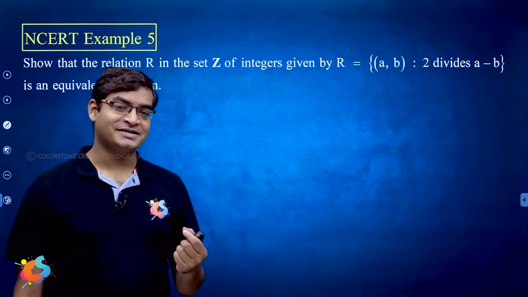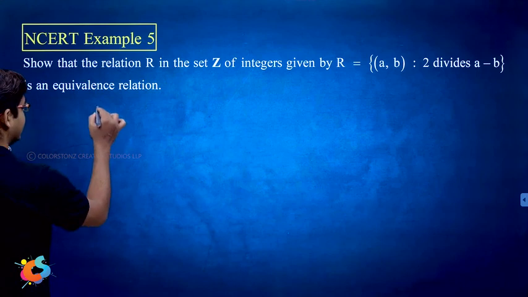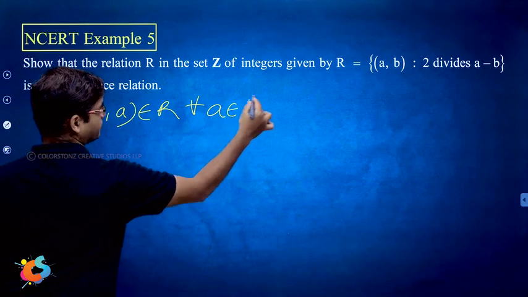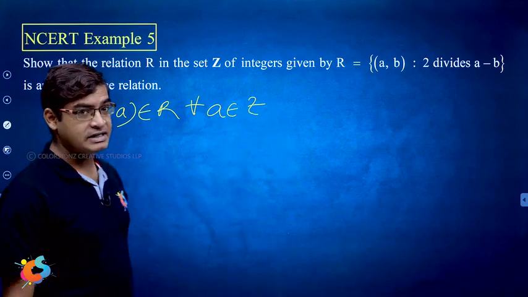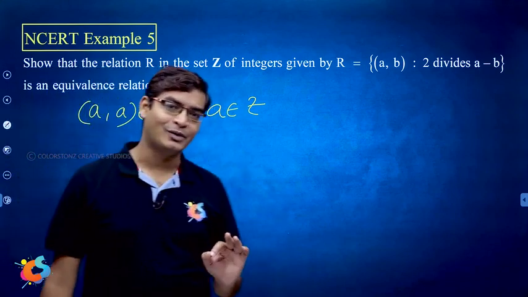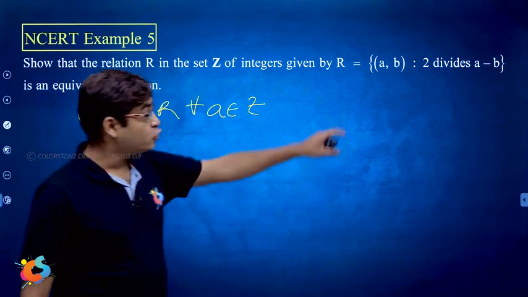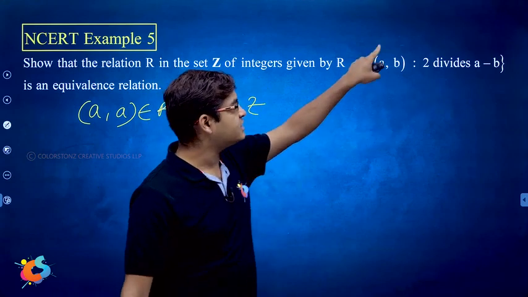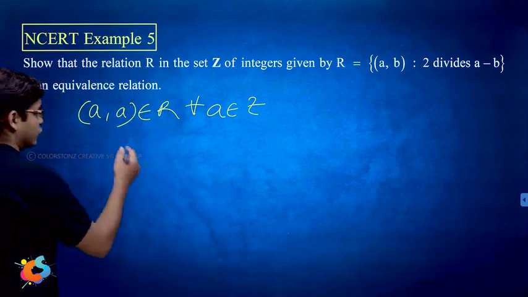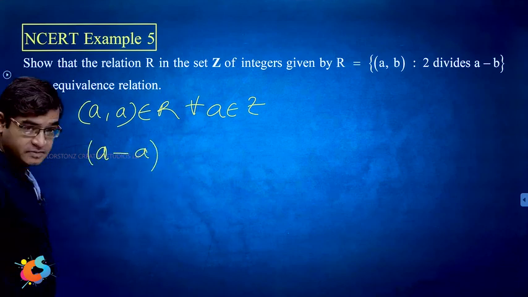So when is it reflexive? When every element of set Z is mapped to the same element, or in other words, (a, a) should belong to our relation for all a belonging to the set of integers. These ordered pairs should be there in our relation, right? If this ordered pair should belong to our relation, the condition is the first coordinate minus the second coordinate should be divisible by 2, right?